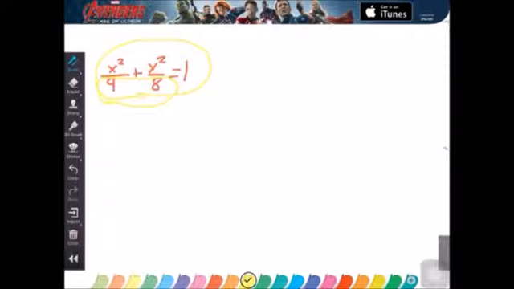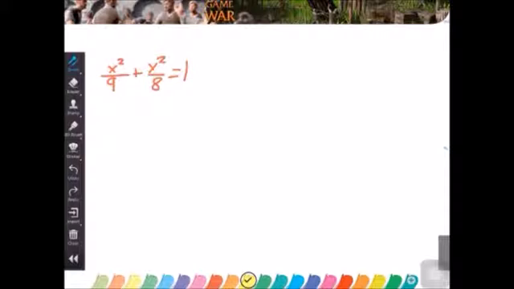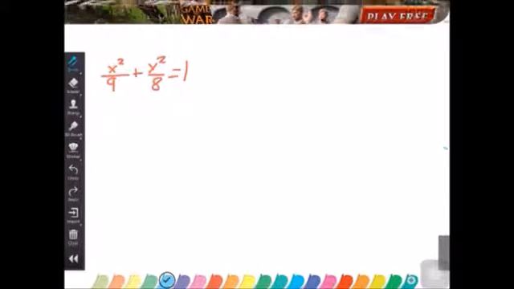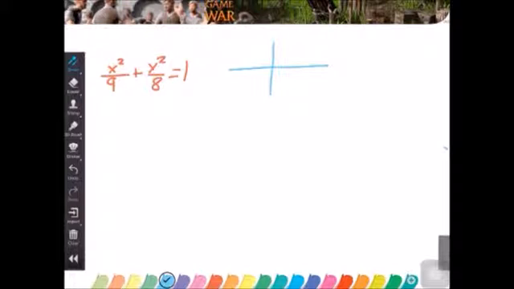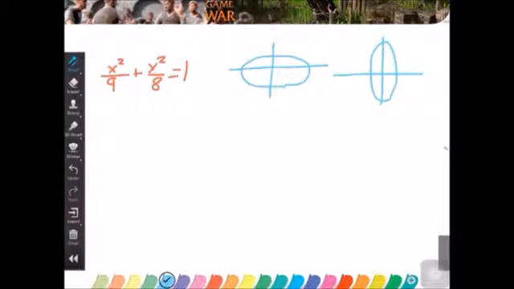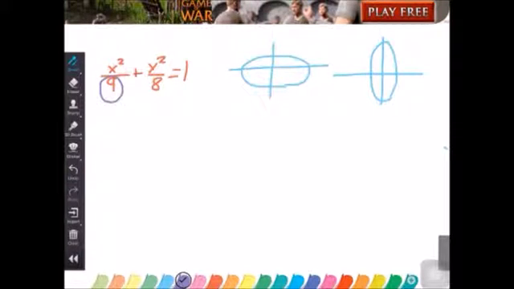And now, the first step in determining the foci and vertices of an ellipse is to determine whether or not it is a horizontal or vertical ellipse. A horizontal ellipse is simply one that stretches out to the left and right on the x-axis, and a vertical ellipse is simply one that stretches up and down on the y-axis. And so to determine which one it is, we simply look at the two denominators.